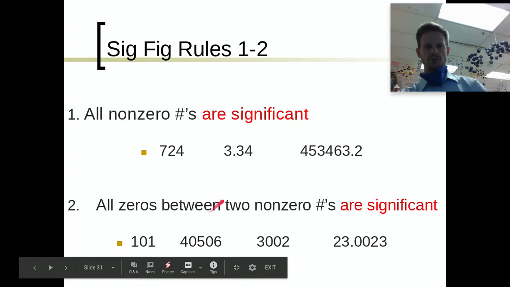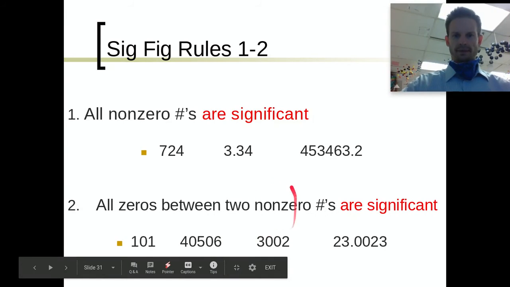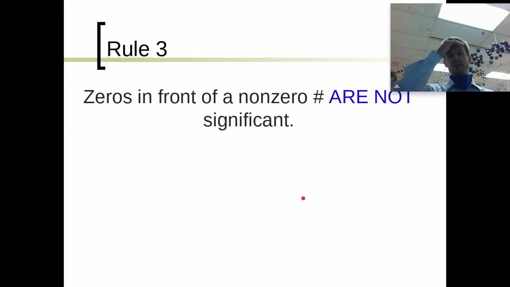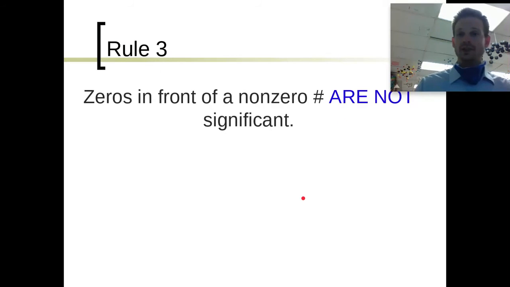Okay, so let's get to rule number 3. Maybe. Come on, click me through. So rule number 3 is zeros in front of non-zero numbers are not significant, right? So non-zero numbers are basically 1 through 9.